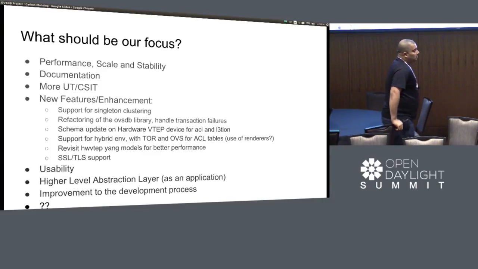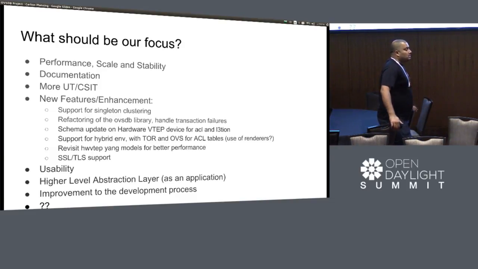What do you mean by scale? Scale of what? It's horizontal scaling. How many devices you can support using the plugin? Ports on each device, things like this. In terms of the number of transaction changes that you want to push to the OVSDB?